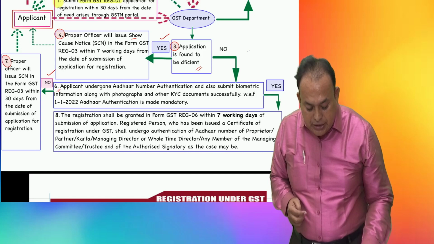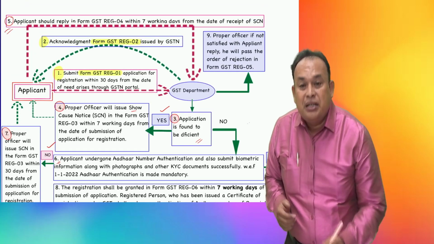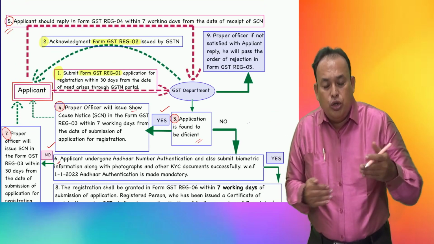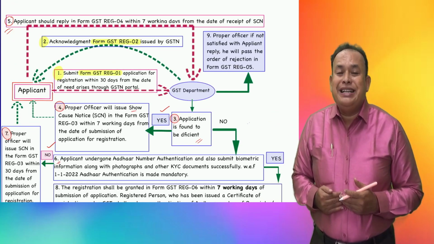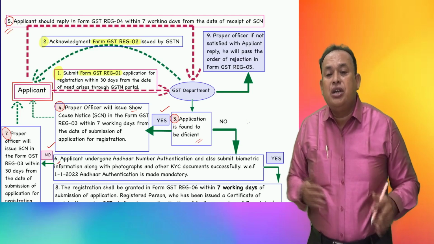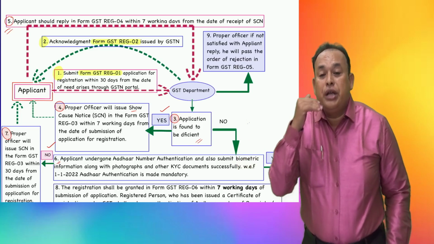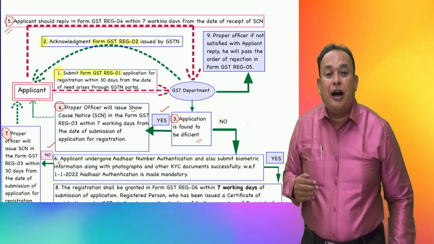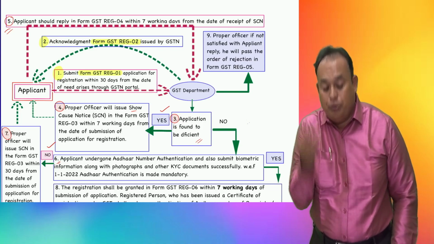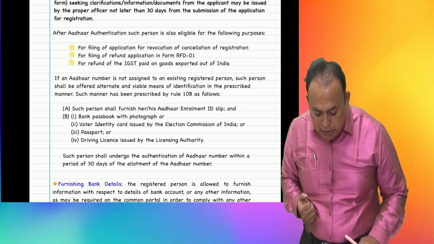Again, in that case, you have to come to step 5. That means you have to apply again. You have to reply to the department within 7 working days from the date of receipt of the show cause notice. You have to reply in the form GST REG 04. How can you reply? What reply do you have to make in the case where Aadhaar authentication has not taken place? In that case, I will present here for your kind consideration, my dear friends.